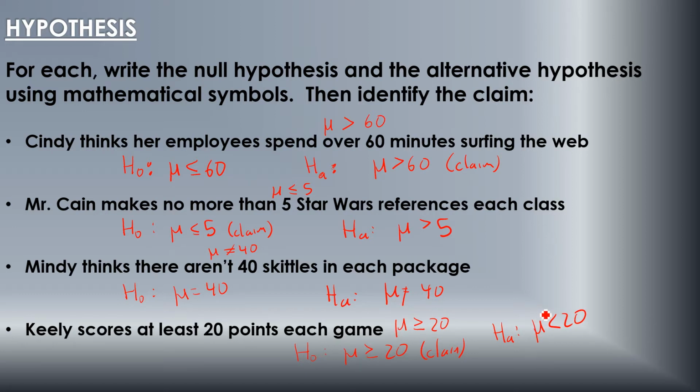The main difference that I want to highlight between null and alternative, as written up here, is that our H0, our null, has to involve an equality of some sort, and the alternative has to involve an inequality of some sort, one of these three. They are exact opposites of each other, and the claim could be either one of those.